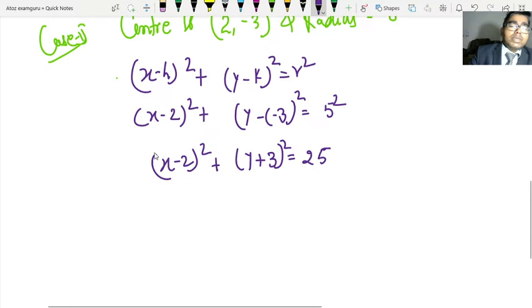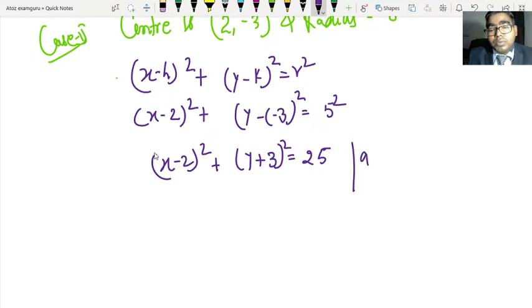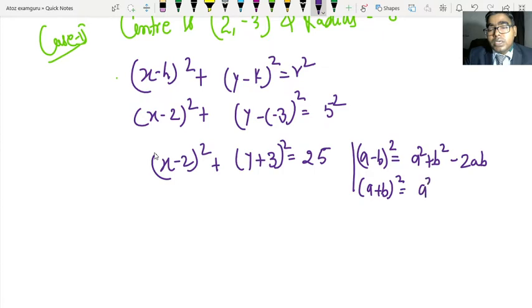This is simply an expansion of (a - b) whole square. As I hope you know, the expansion of (a - b) whole square is equal to a square plus b square minus 2ab, and the expansion of (a + b) whole square is equal to a square plus b square plus 2ab. By using these two identities, we will solve it.